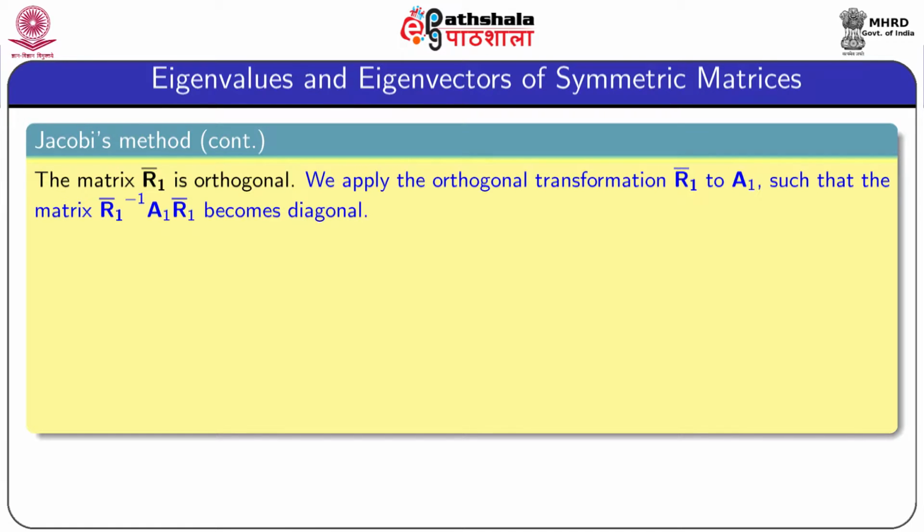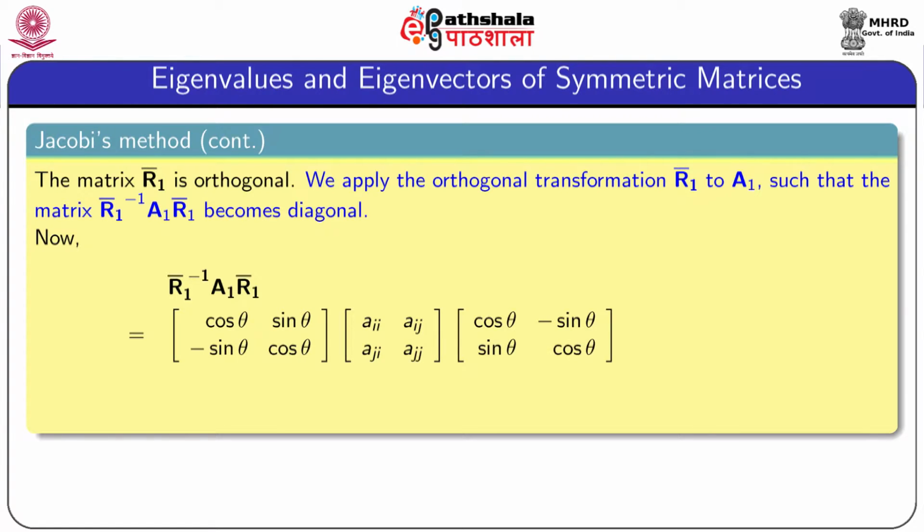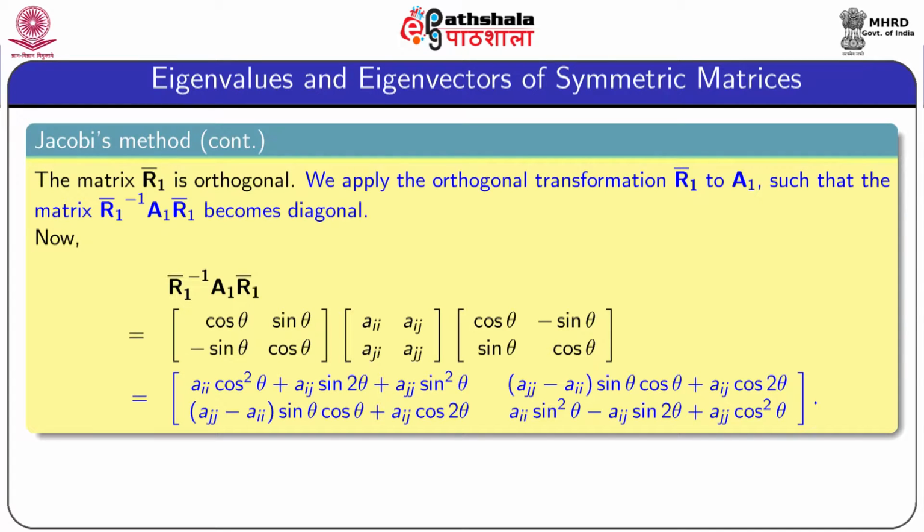Now we apply the orthogonal transformation R1 bar to A1 such that the matrix R1 bar inverse A1 R1 bar becomes diagonal. Now R1 bar inverse into A1 into R1 bar is equal to, this one is the R1 bar inverse, this is A1, this one R1 bar. After multiplication it becomes a 2 by 2 matrix whose elements are shown in the last matrix. Note that this is a symmetric matrix. The off diagonal elements are the same.